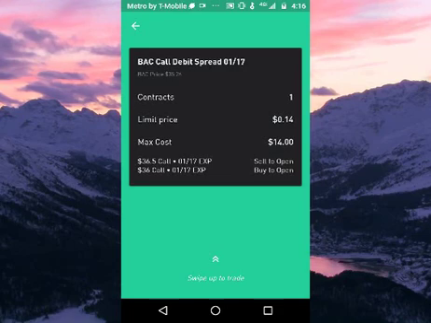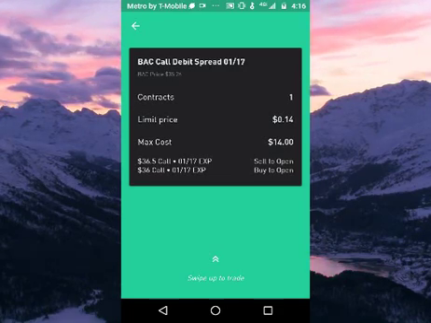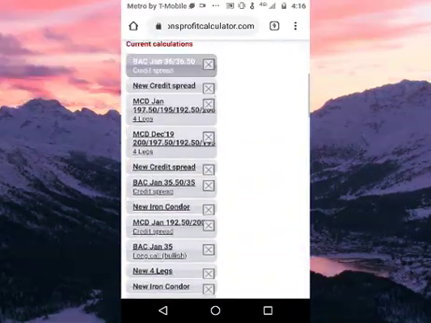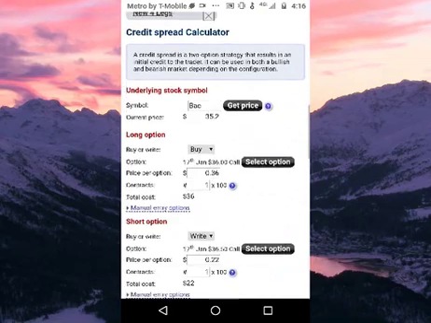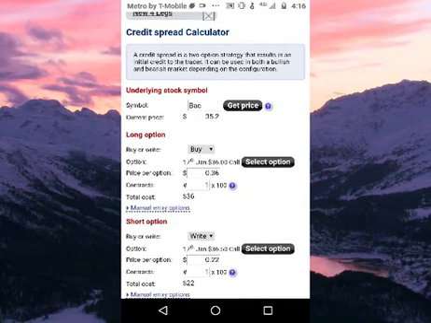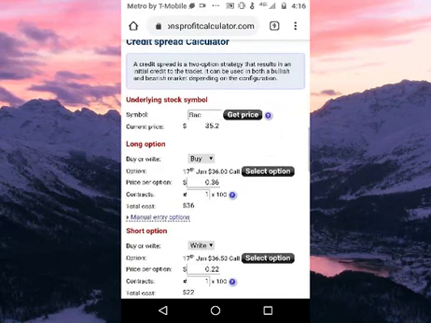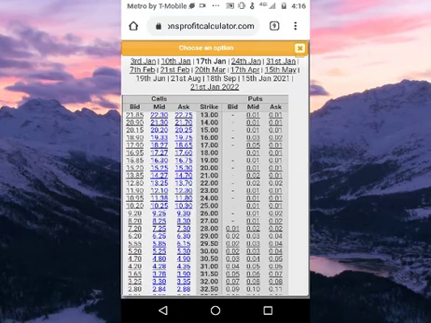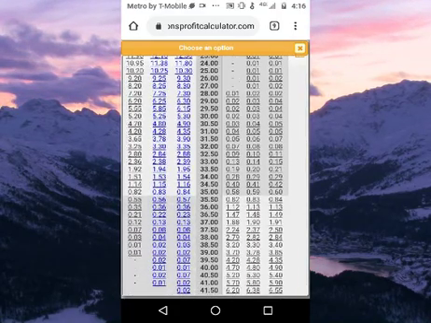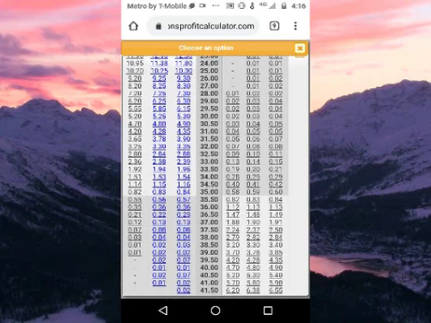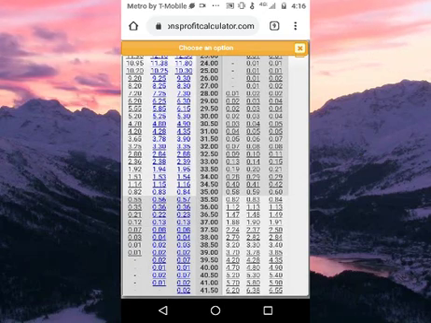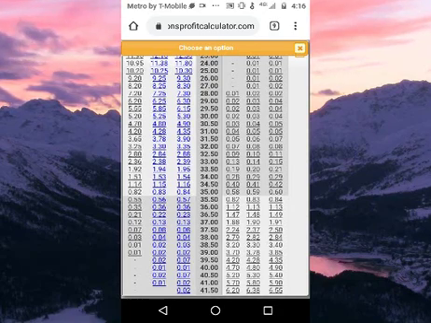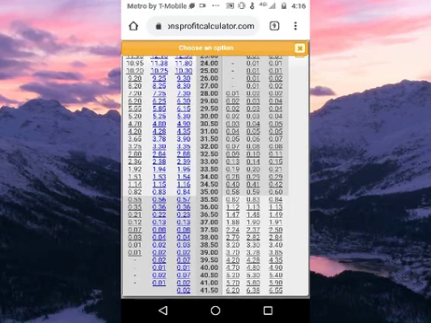Now let's go to optionsprofitcalculator.com to see the projected profit for this trade. As you can see over here, you're going to click on calculator, then click on spreads. You're going to select the options. The contract that we picked is for January 17, which is the expiration date. We are going to buy that $36 call at 0.36, and we're going to sell the $36.50 call.